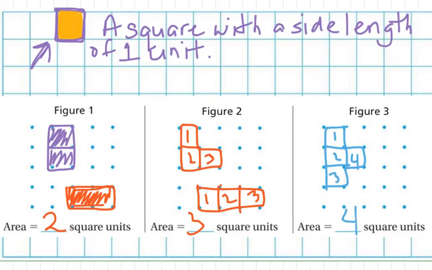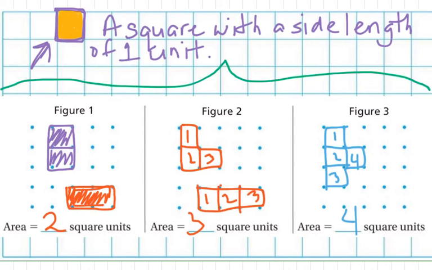Going to page 466, you're going to find this exact setup where it does ask you to make 3 different figures that use 4 square units. I'd like for you to do that now. So go ahead and pause the video and take care of that.